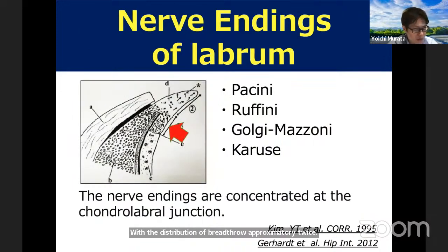Similarly, various nerve endings are present on the joint capsule side. Although they exist in all areas of the acetabular labrum, they are suggested to be more abundant in the superior and anterior regions, particularly concentrating at the chondrolabral junction. Injury at this site can cause pain.